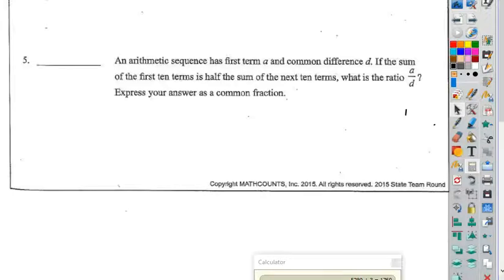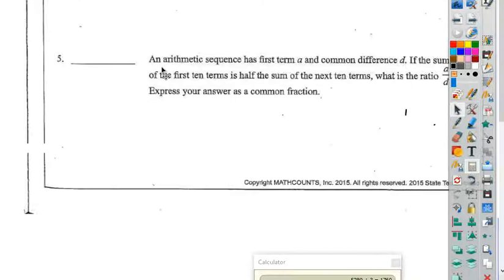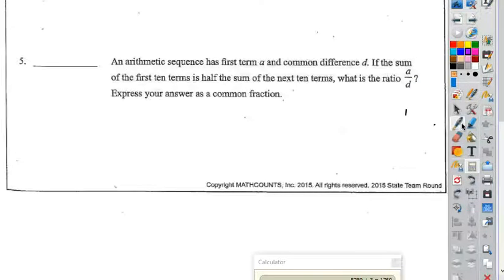So this is team round, 2015 state. Number 4. All right, an arithmetic sequence. Okay, so right now we're thinking linear, because that's what arithmetic means, I always do that. Has the first term a, and then a common difference d. If the sum of the first 10 terms is half the sum of the next 10 terms, what is the ratio of a to d?